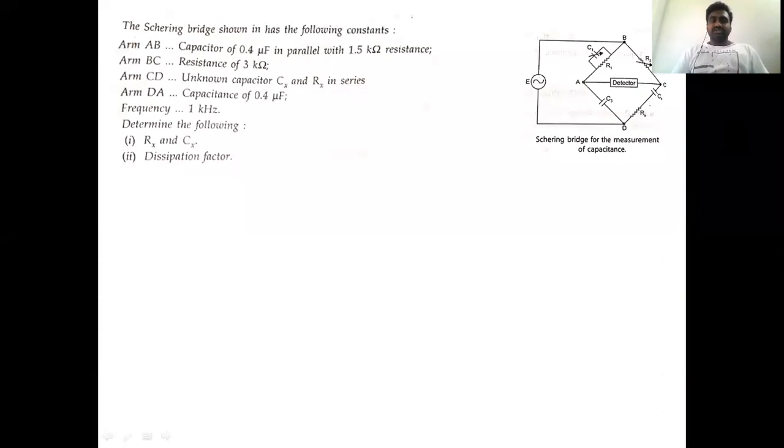Let us see the given data. The shearing bridge has the following constants. A to B has a capacitance of 0.4 microfarad in parallel with a 1.5 kilo ohm resistance. B to C is a variable resistance of 3 kilo ohm. C to D is an unknown capacitor Cx with an unknown resistor Rx. D to A is a capacitance of 0.4 microfarad. The operating frequency is 1 kilohertz.